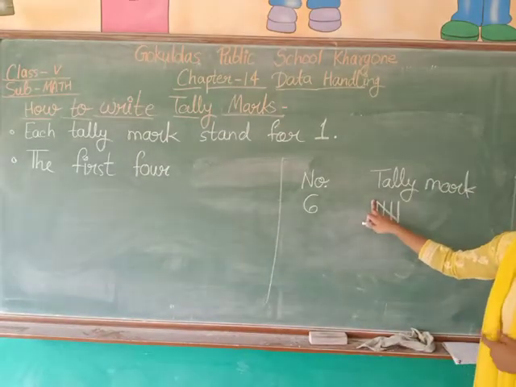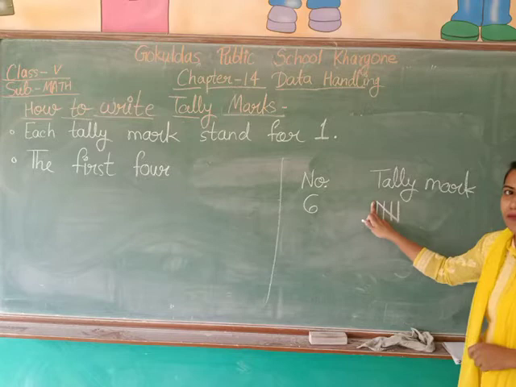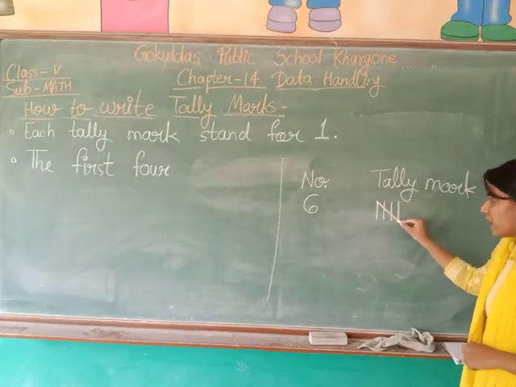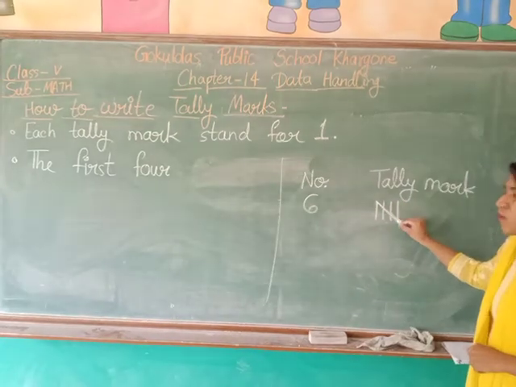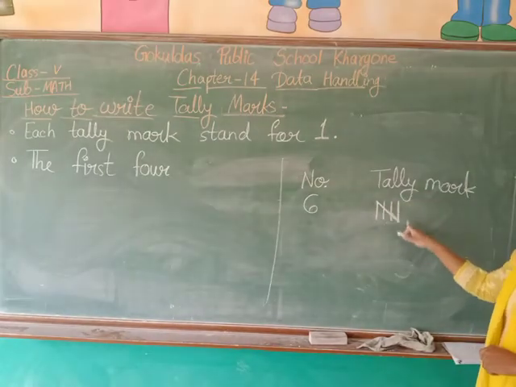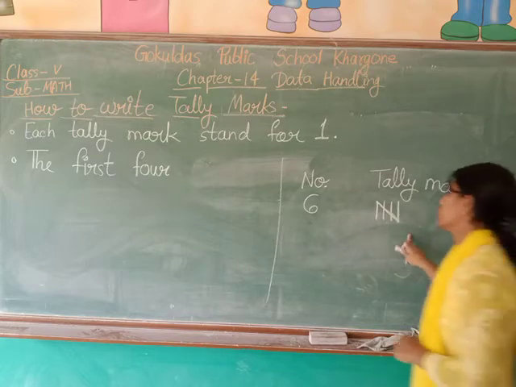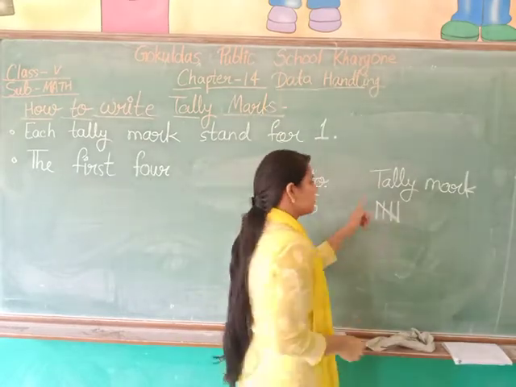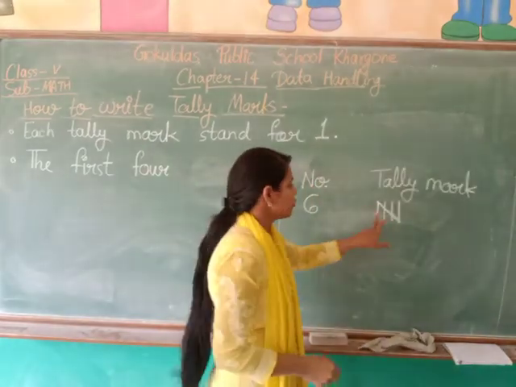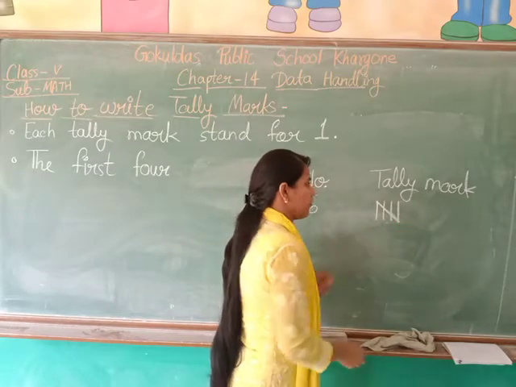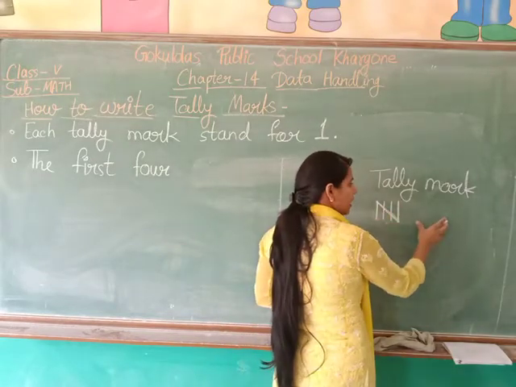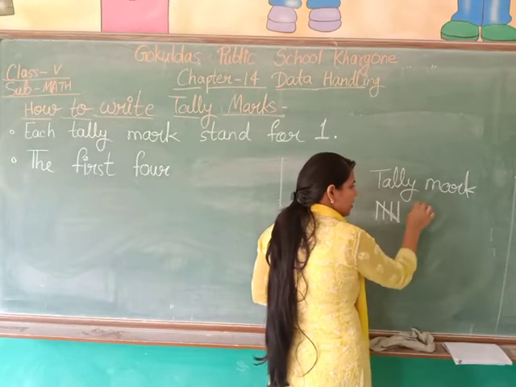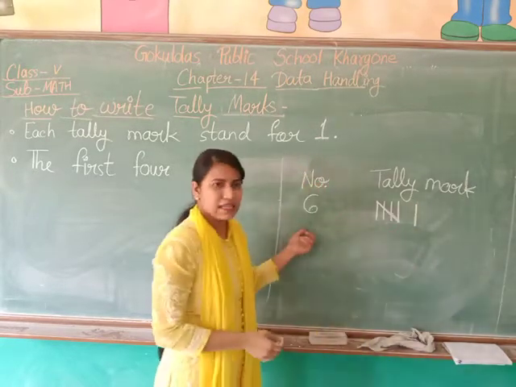How will we draw the diagonal stick? We will start from the leftmost or first stick and we will stop the stick at the bottom of the last stick, that is the fourth stick. So 1, 2, 3, 4 sticks vertical and 1 diagonal stick. This diagonal stick is showing 5. So 1, 2, 3, 4 and 5. Now we will start another group. So 5 sticks are here and 1 more stick which is representing 6.